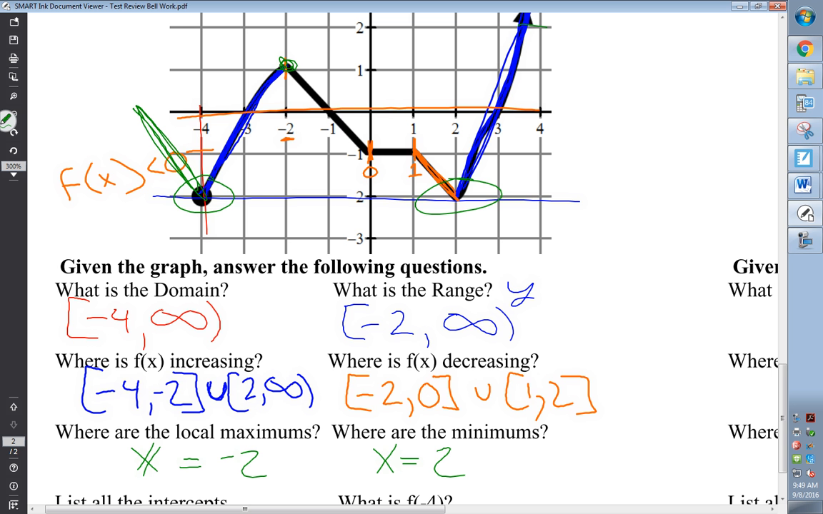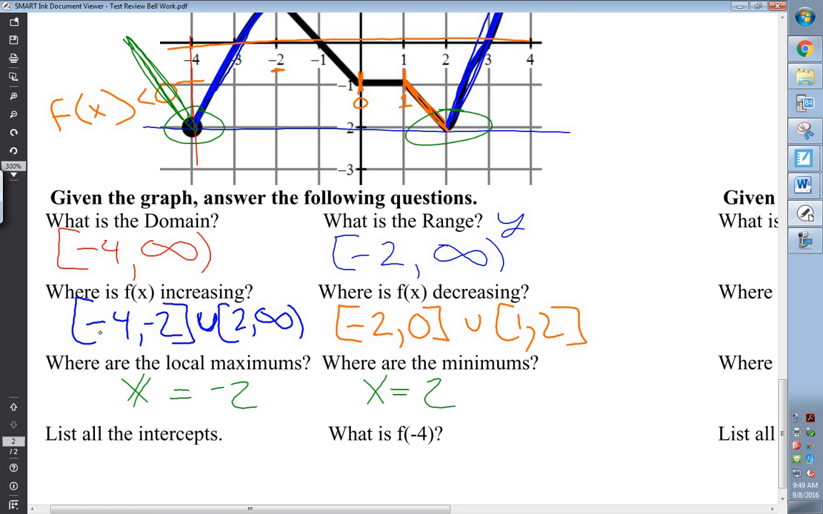Okay. X equals 2. Intercepts is where you cross the x-axis or the y-axis, so it would be x equals -3 right there. X equals -1 right there. Y equals -1 right there. And x equals 3, which is right there.